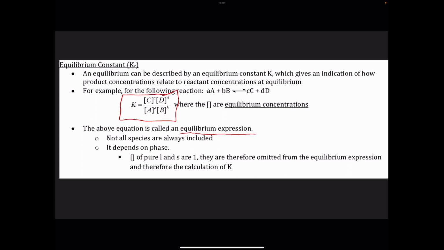When we set that equilibrium expression up, not all species are always included. It depends on phase. If we have a pure solid or a liquid, their concentrations are understood to be 1. They are therefore omitted from our equilibrium expression, and from the calculation of K. So when we set these up, the only things that appear in our K expressions, or equilibrium expressions, are going to be gases or aqueous materials.